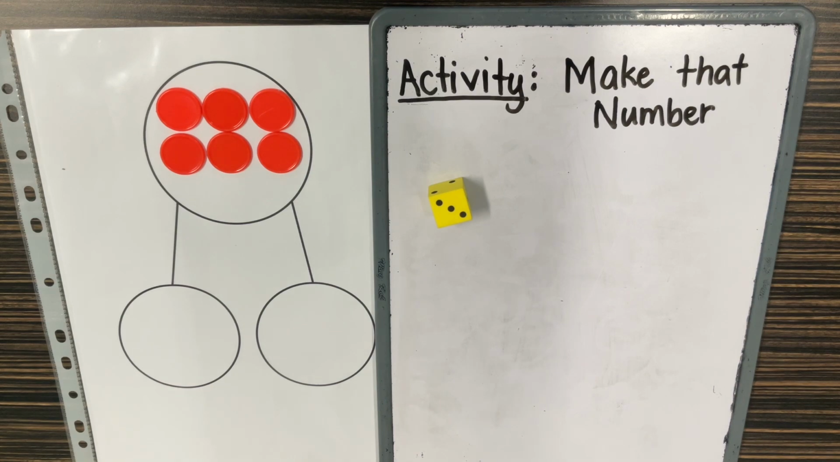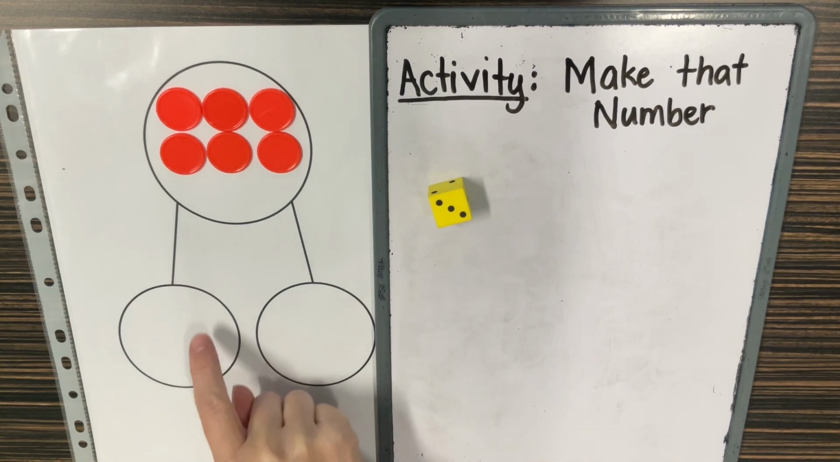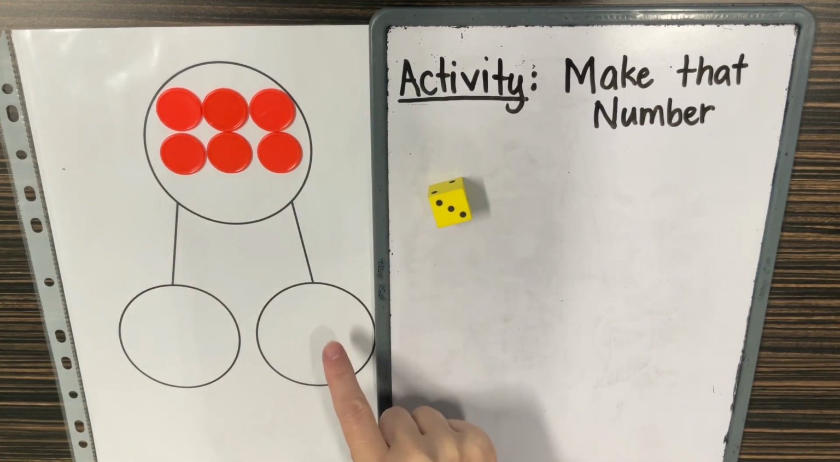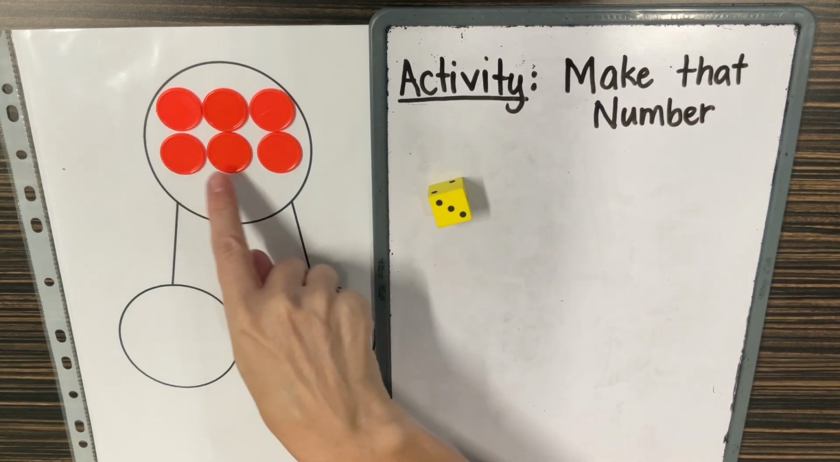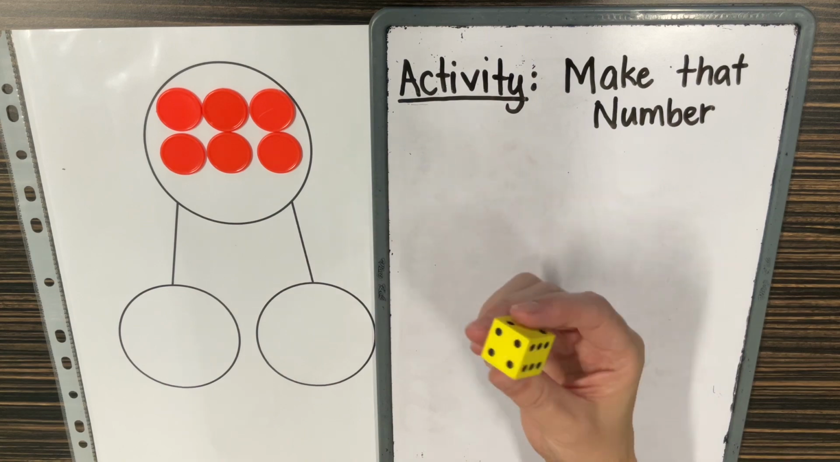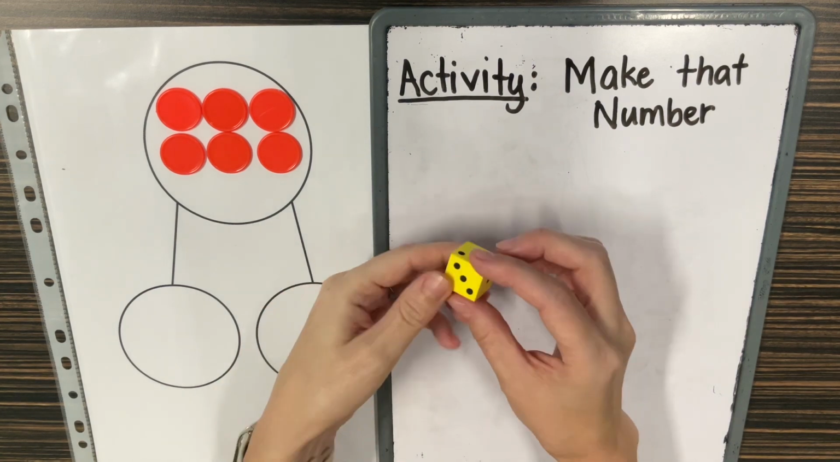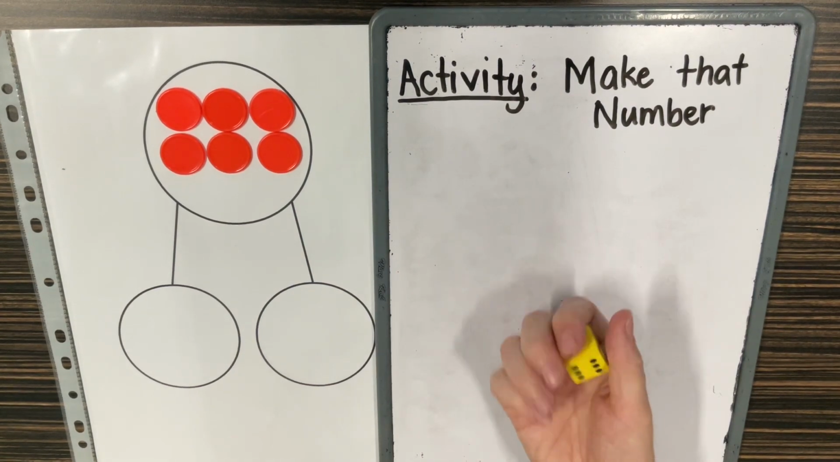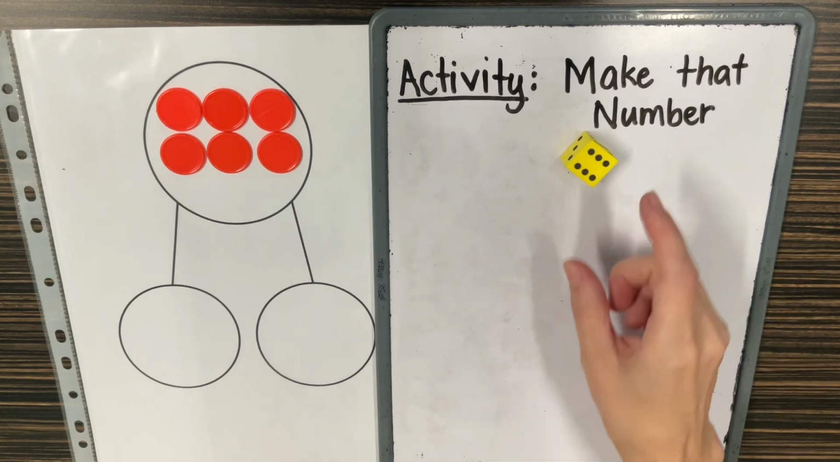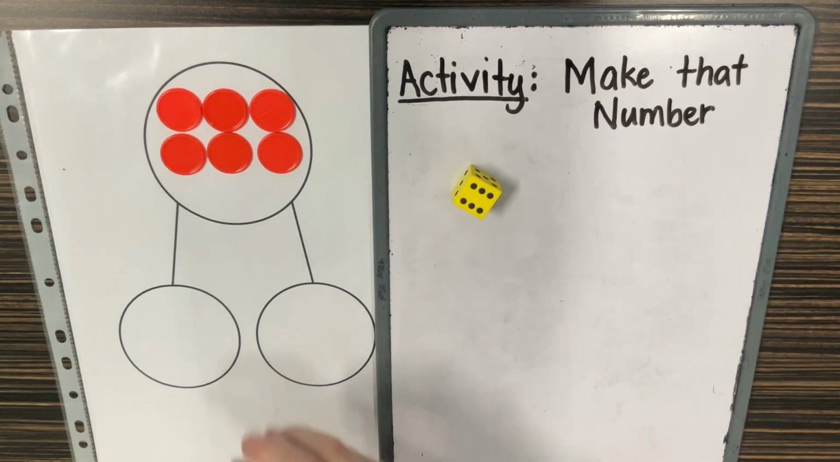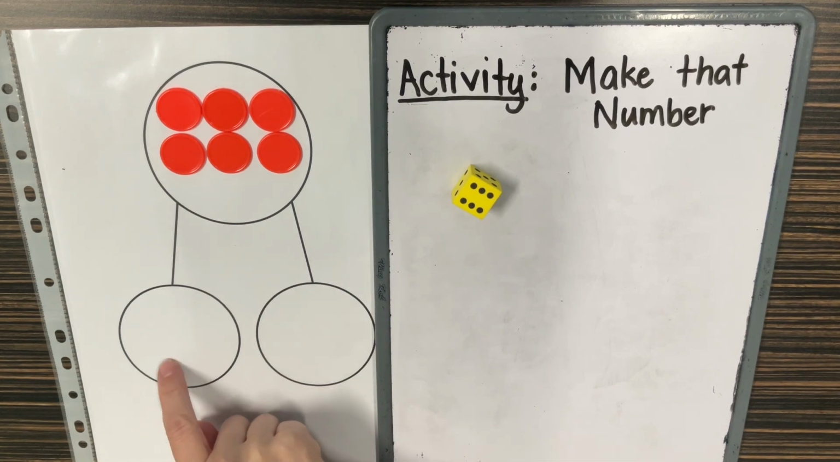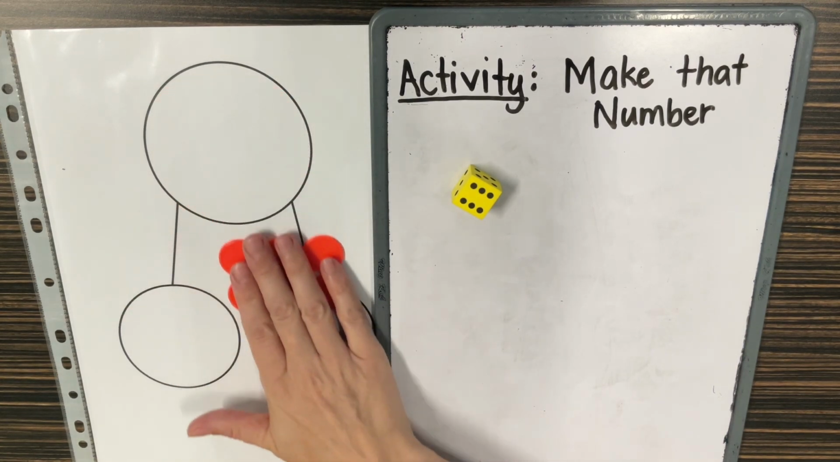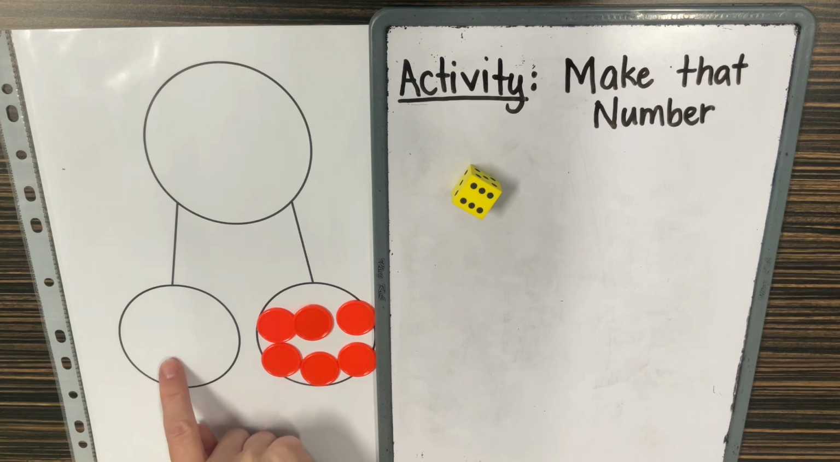Here is an activity you can play with the part-part whole number bond. The activity is called Make That Number. I need 6 counters and a dice that has 6 sides. Taking turns, I'll roll the dice, and the number I got is 6. That means one part needs to be 6, and I have to find the unknown part. Well, if I put 6 in a part, I have 0 in the other part.